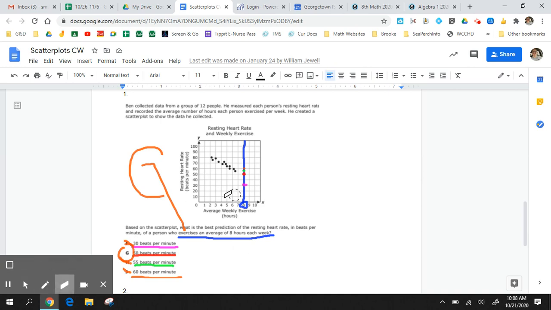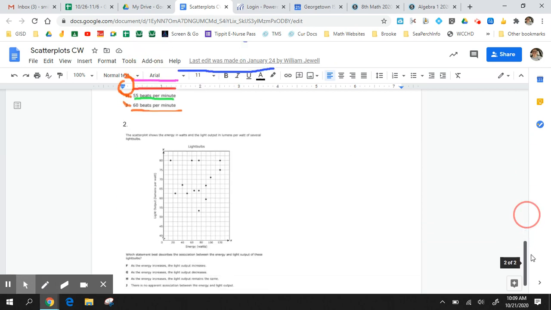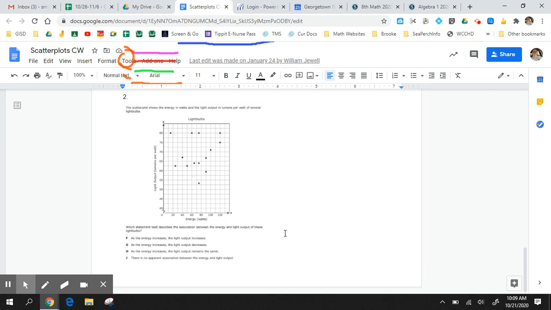It's a weird looking G. Let me cut off some of that. All right, let's go to the next one, and you can try it, and we'll see how you do.